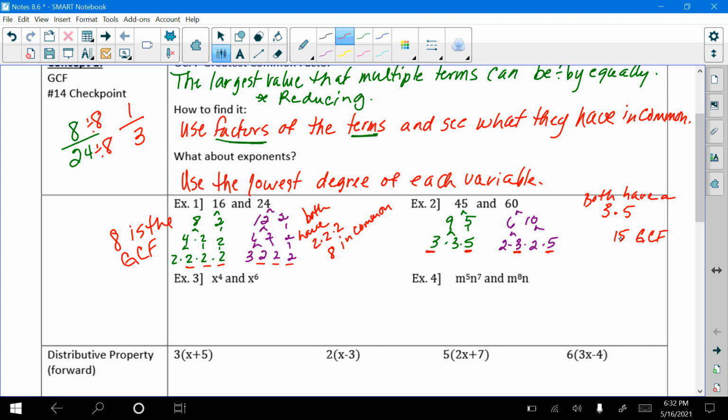Okay, now I'm getting down to those exponents with the variables. Again, I'm going to use the lowest degree of each variable. My lowest degree of x: I've got x to the fourth and x to the sixth, so I'm going to use x to the fourth. Here I'm looking at my m and m. My lowest degree of m is m to the fifth. And then I'm looking at my n's, and my lowest degree is 1, so it's just an n, or n to the first. That would be my GCF.